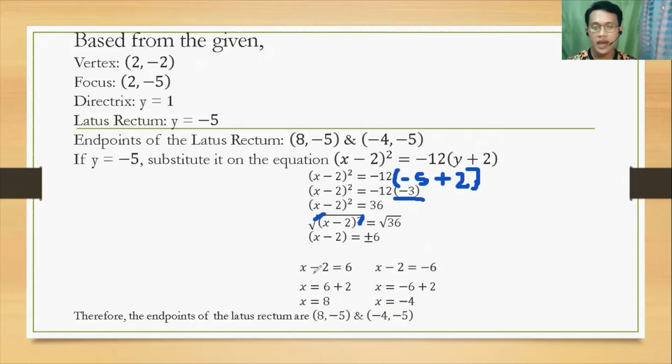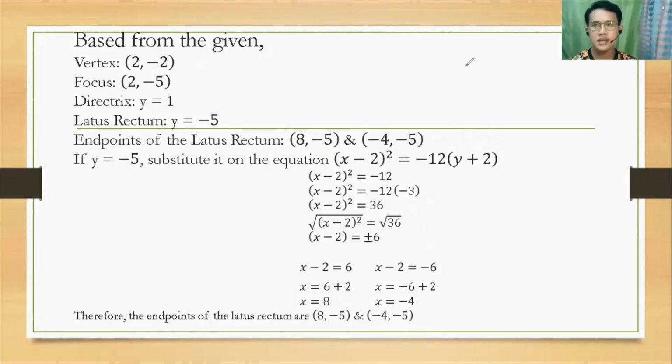So in order to find the value of x, you equate it. So x minus 2 is equal to 6 for the positive. x is equal to 6 plus 2, because the positive 2, when it is transferred here, will become negative. So that's how we learned it, but basically it's the addition property of equality. So 6 plus 2, that's 8. And then for the -6, x minus 2 is equal to -6, then x is equal to -6 plus 2, that is -4. Therefore, the endpoints of the latus rectum are (8, -5) and (-4, -5).